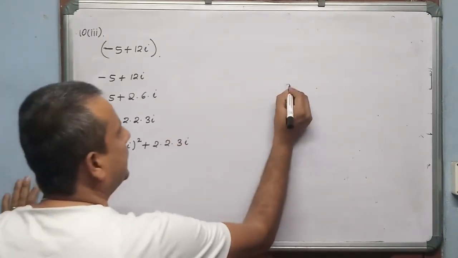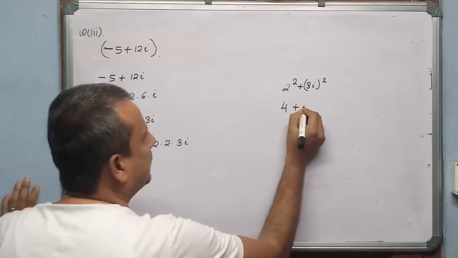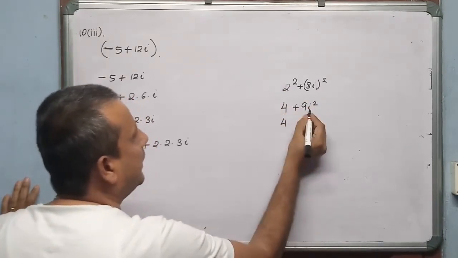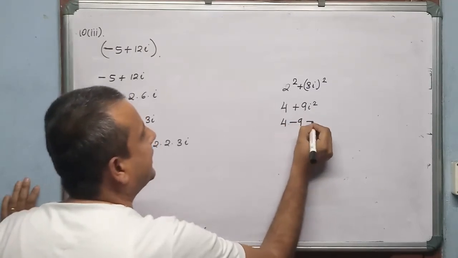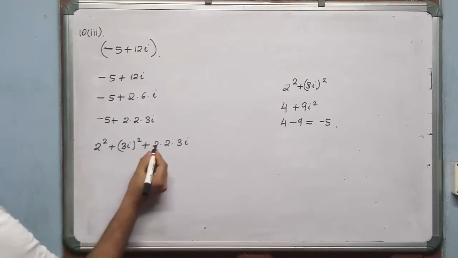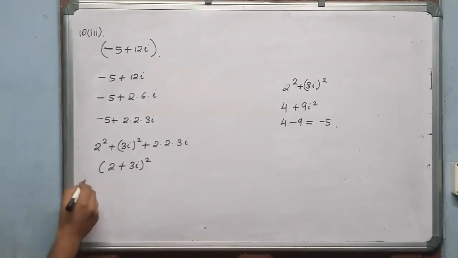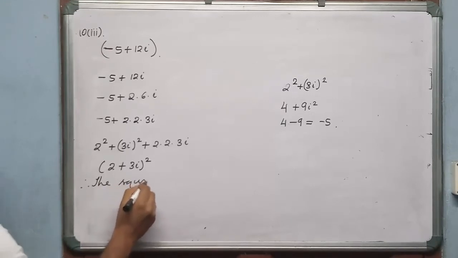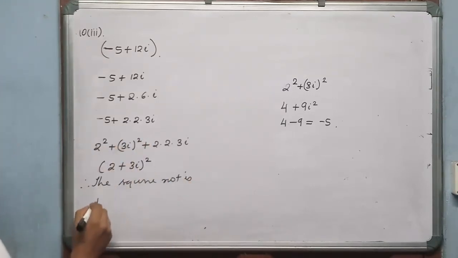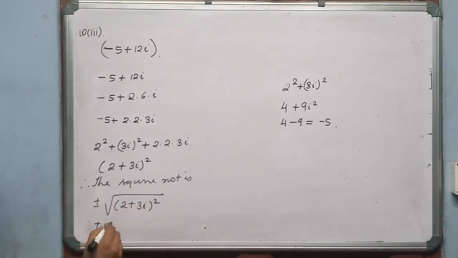Now say 2 square plus (3i) whole square. Is it minus 5? 2 square is 4. 3 square is 9 into i square. Therefore, the value of i square is minus 1. It is minus 9. 4 minus 9 is minus 5. We are getting minus 5 over here. Then a square plus b square plus 2ab would be (a plus b) whole square. Therefore, the square root is plus minus the root of (2 plus 3i) whole square. Answer is 2 plus 3i. This is the square root, and this concept is important for 2 marks.